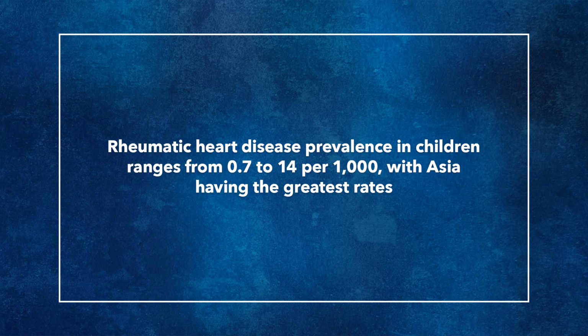Rheumatic heart disease affects over 12 million people in poor nations, the majority of whom are children. According to research of developing nations by Stair and colleagues from 2002, rheumatic heart disease prevalence in children ranges from 0.7 to 14 per thousand, with Asia having the greatest rates. According to Stair and others, rheumatic heart disease and acute rheumatic fever account for over 10% of sudden cardiac death in children in developing nations.